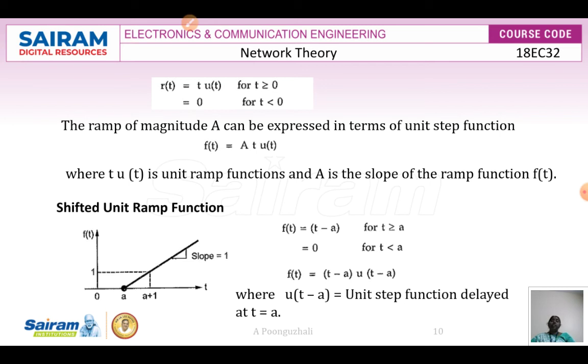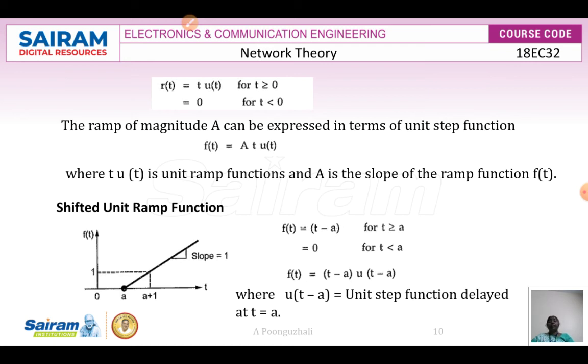So r of t is equivalent to t into u of t for t greater than or equal to 0, and it is 0 for t less than 0. The ramp of magnitude a can be expressed in terms of the unit step function. So f of t is equivalent to a into t into u of t, where u of t is nothing but the unit step function and a is the slope of the ramp function.